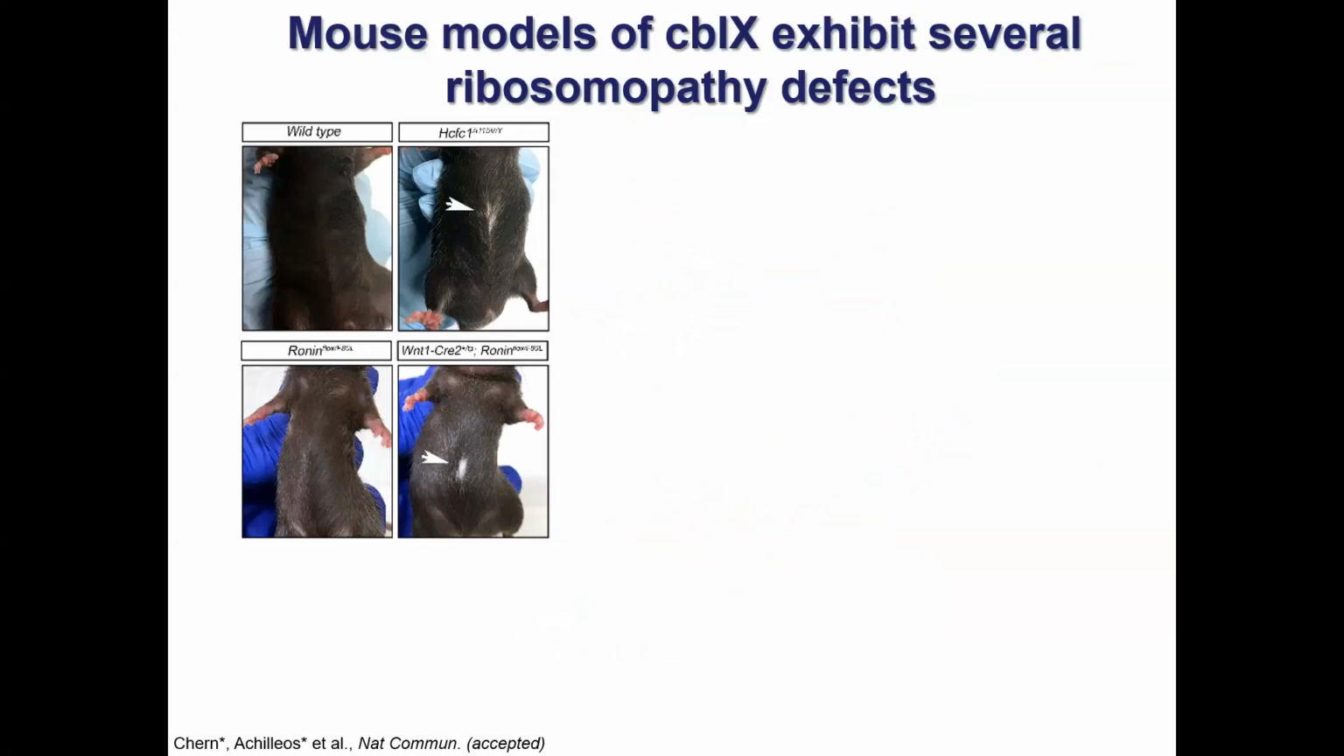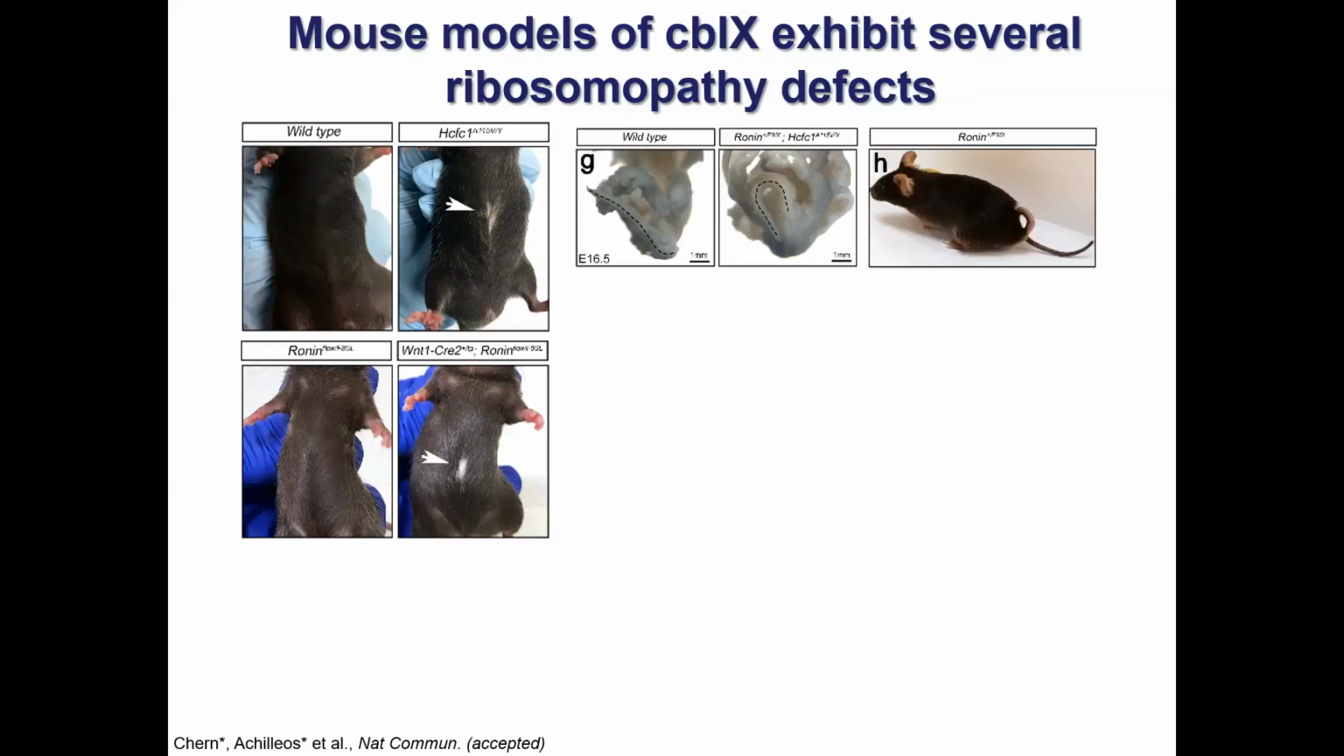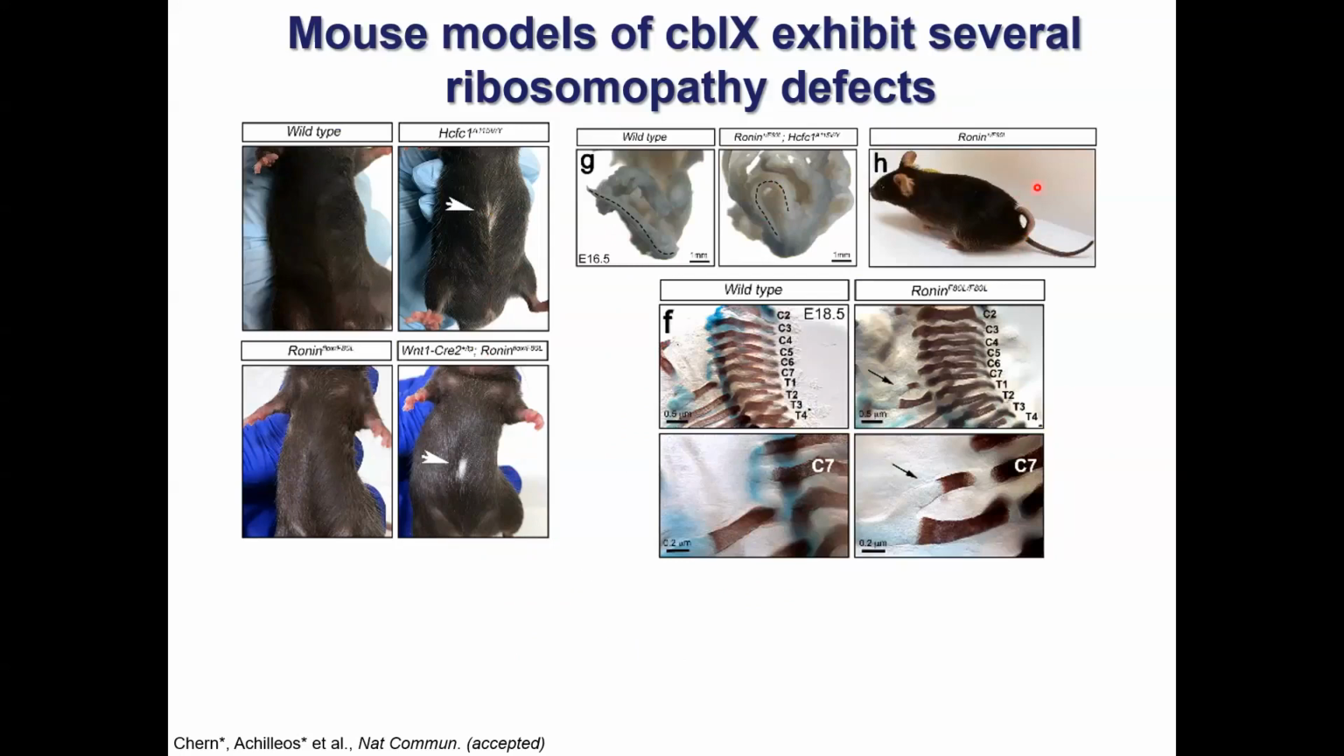So these very tissue-specific abnormalities include this white belly spot in the middle, right here in the belly. They include skeletal defects. As you can see here, these two are embryos, and this is an adult mouse. You can see some skeletal defects here, this curling of the tail is due to some skeletal defects. These are some skeletal preparations.